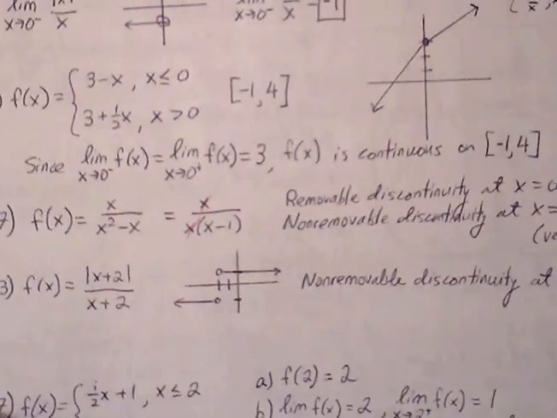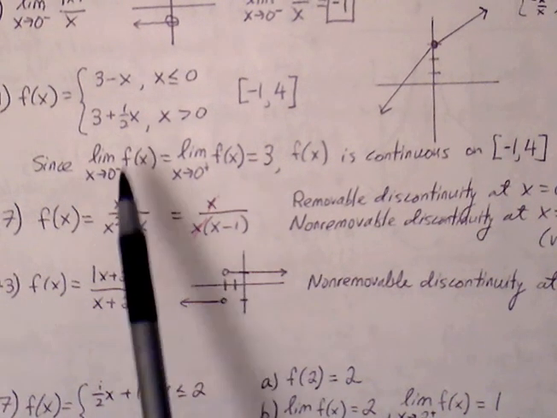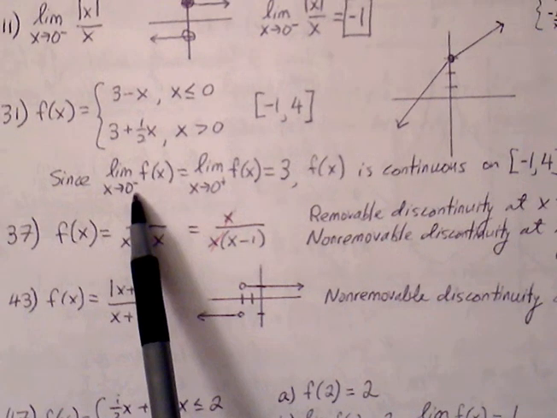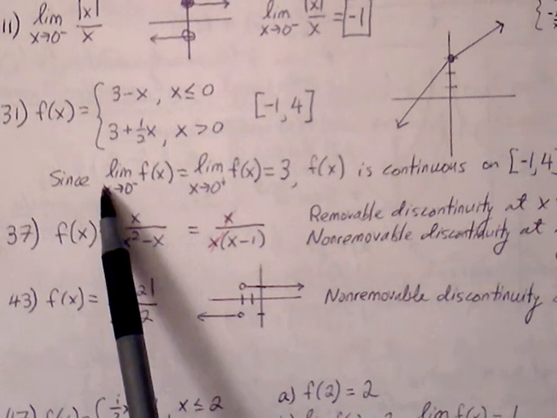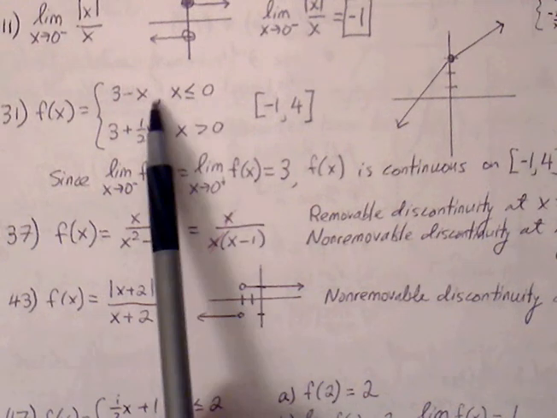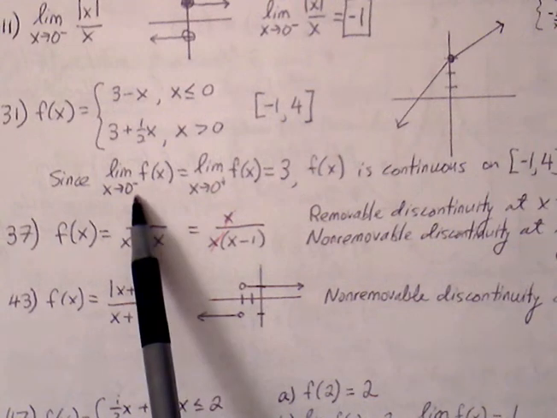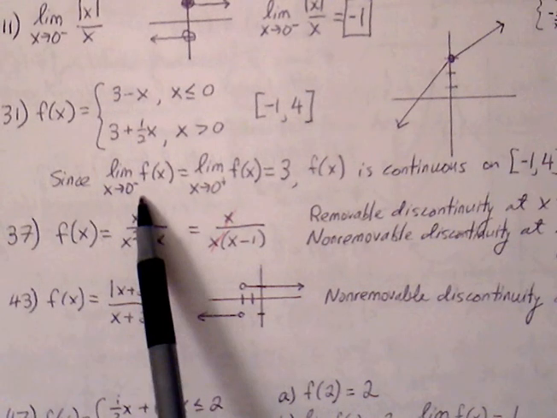Okay, 31, we have a piecewise function, 3 minus x and 3 plus 1/2 x. We want to find out whether the function is continuous. So the first condition is going to pass because f of 0 will be 3. And then we can find the one-sided limits to determine if the second condition passes.